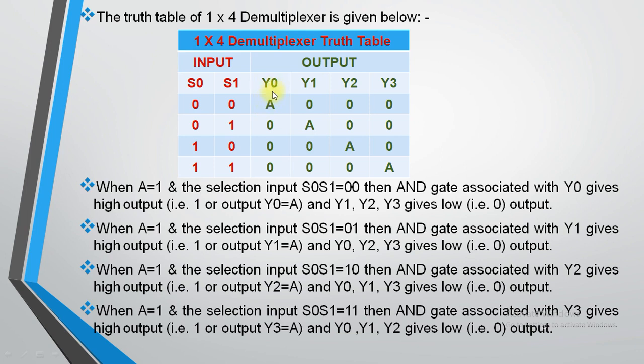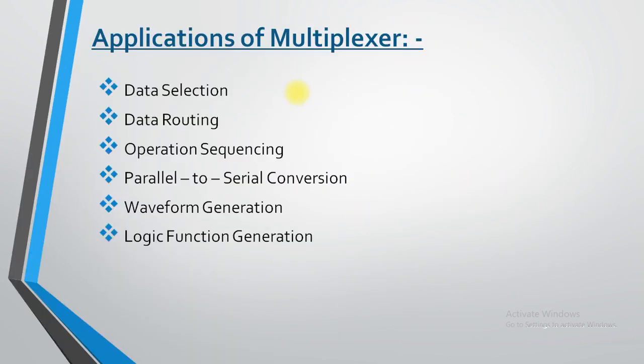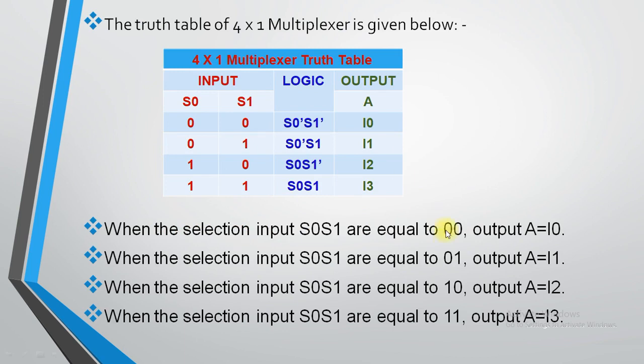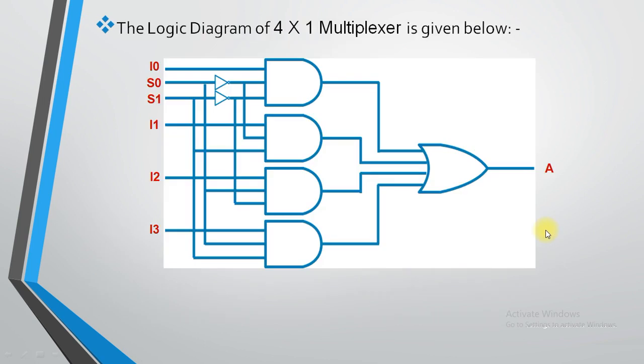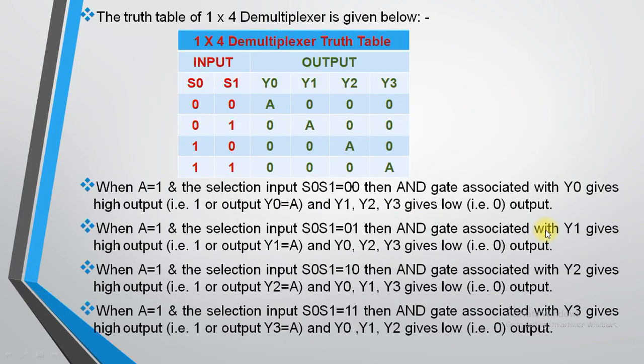See, this is the reverse operation of the multiplexer. With the multiplexer, we wrote A equals Y0. Let me switch to the line. Output variable A equals I0, right? Instead of that, the reverse operation we need to perform: Y0 equals A. That means the remaining variables, Y1, Y2 and Y3, give low output, that is 0.